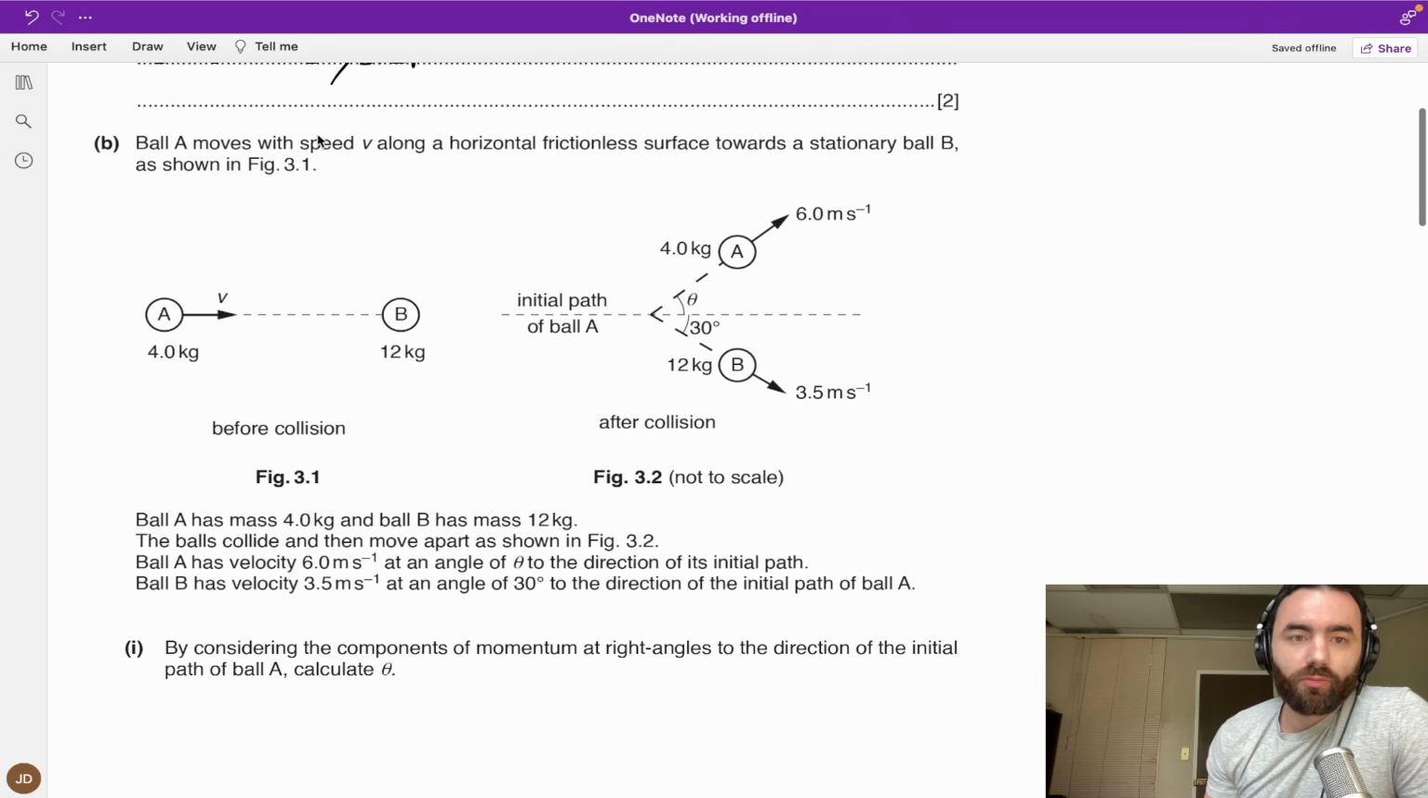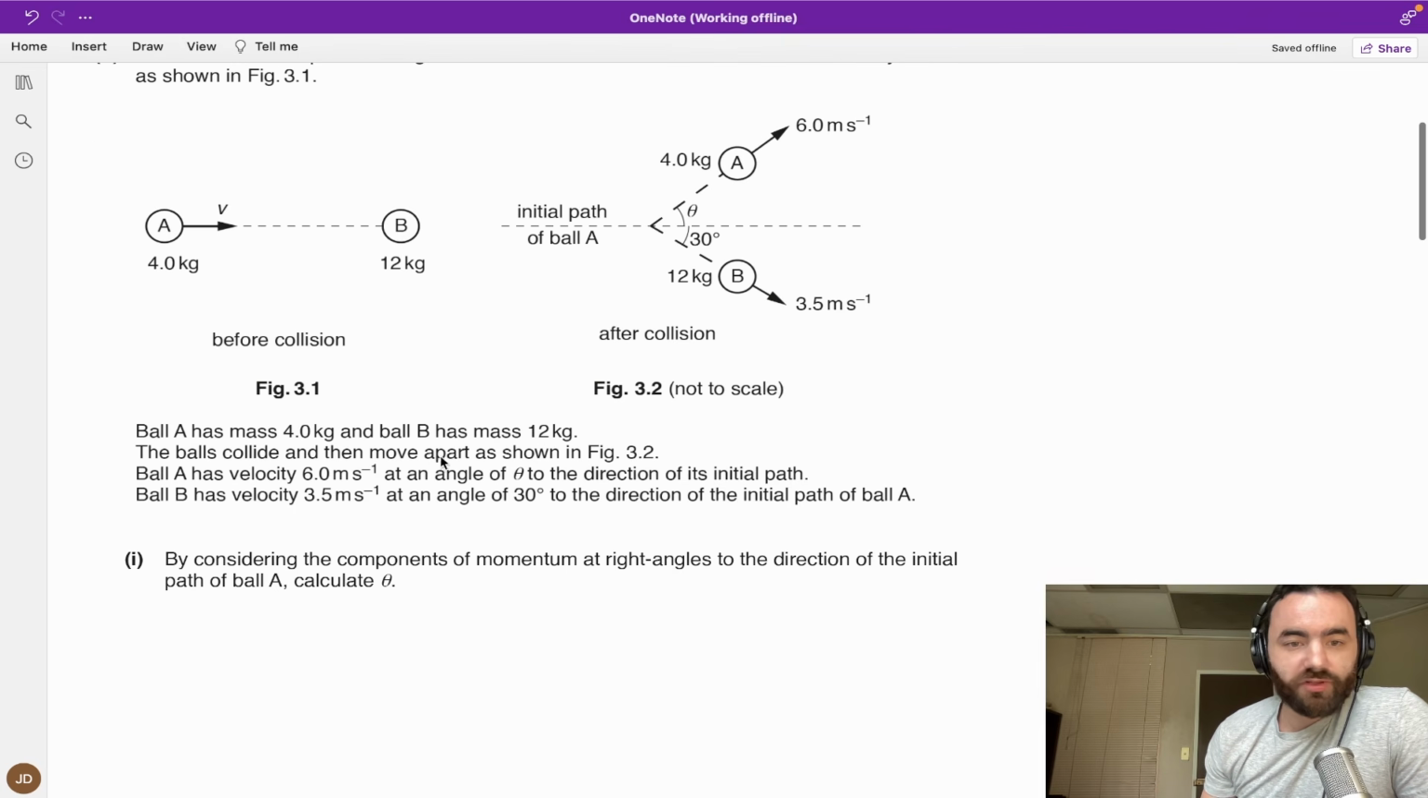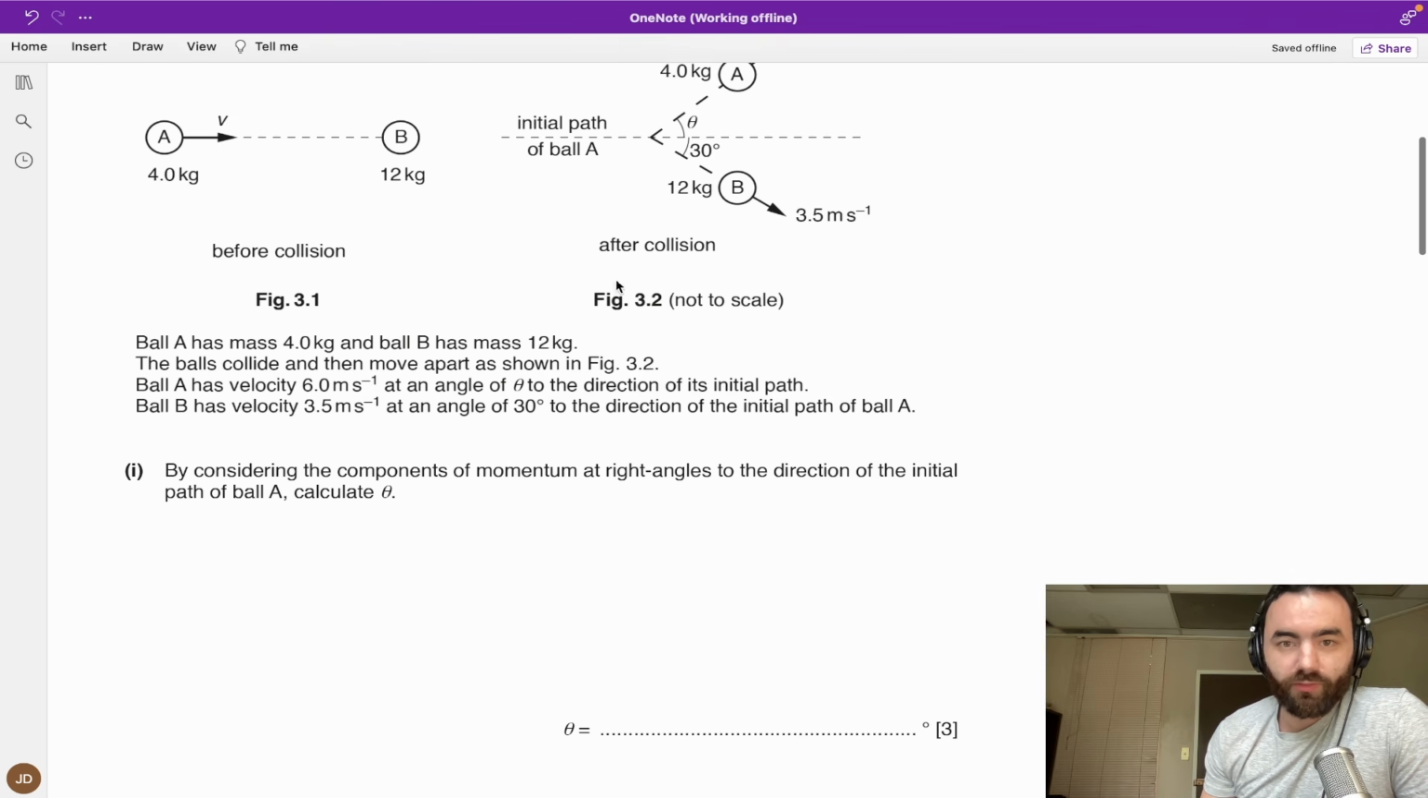Okay, a ball moves along, so it's just describing this diagram. So we have ball A and ball B. Ball A is moving towards ball B, and then they collide, and they go off like this. They have certain masses and certain speeds or velocities at the start and at the end, and they're moving off at different angles. Remember that these will be made up of x and y components because they're moving at angles.